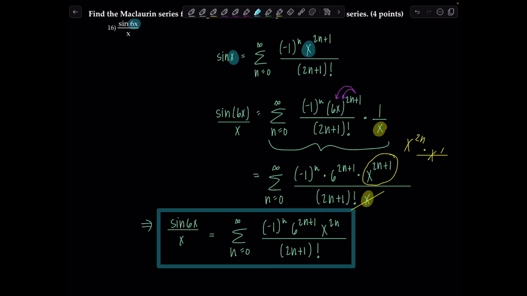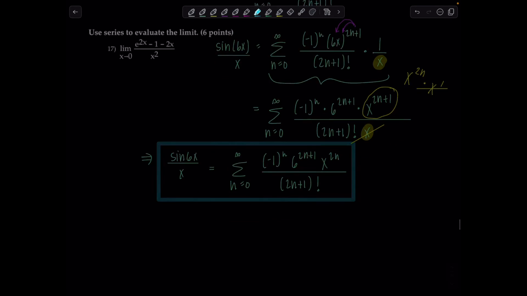All right, moving on. Okay, question 17, use series to evaluate the limit. We have the limit as x approaches 0, e to the 2x minus 1 minus 2x over x squared. And we could use L'Hopital's rule, but they told us specifically we have to use series to evaluate the limit. So that's what we're going to do. When they say use series, they mean replace whatever terms you can with some known Maclaurin series, simplify, and then find the limit. And I have a whole video just on this topic if you need more examples.